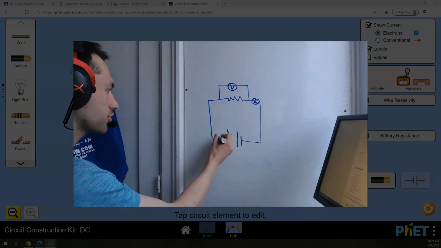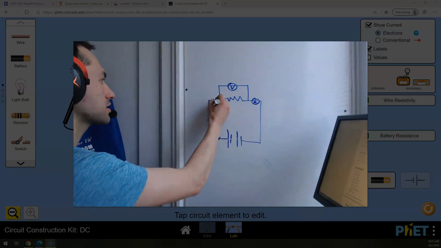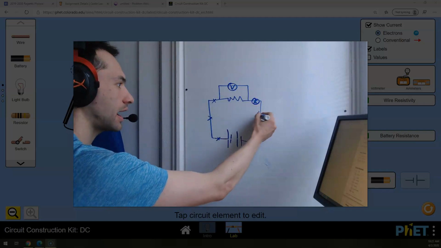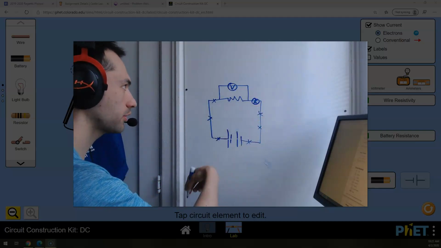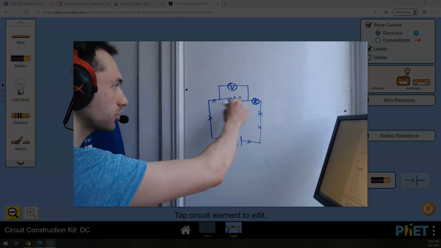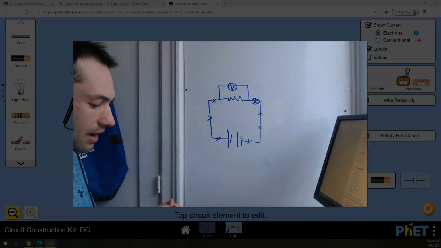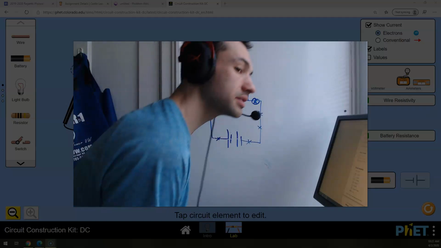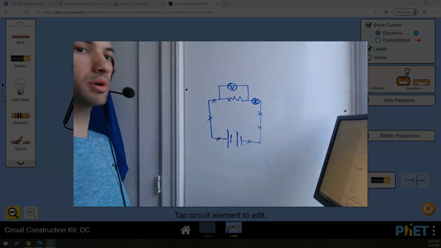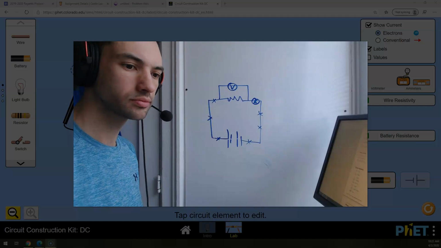Any charge that flows right here has to flow here, here, here, here, and here. Here it has a choice. It gets to go through the resistor or through the voltmeter. And we like that because as it goes through the voltmeter, it tells us how much energy it has. That's why we put the voltmeter in parallel.